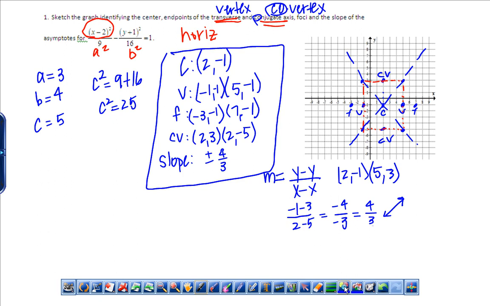In order to draw your graphs, the last step is you're going to go through your vertex. You're just going to draw a sideways parabola here and here. And then you're going through your vertex. Your focus is in the middle of your parabola. Hope y'all can see all that. Okay, let's try another one.